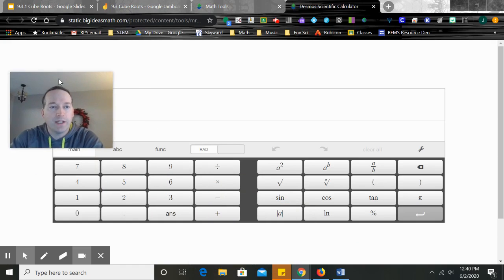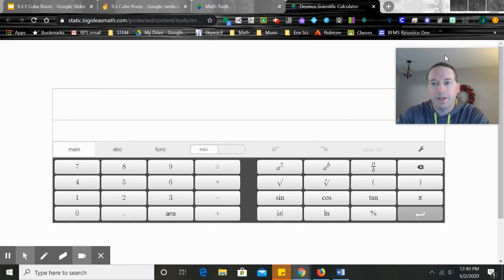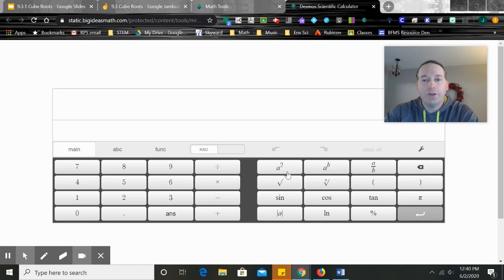And what that does is it gives you a lot more options. Here, let me put myself up here for a sec. And you notice over here it gives you other options. So you got the squared. You can raise it to a different power. You can come up with a fraction.